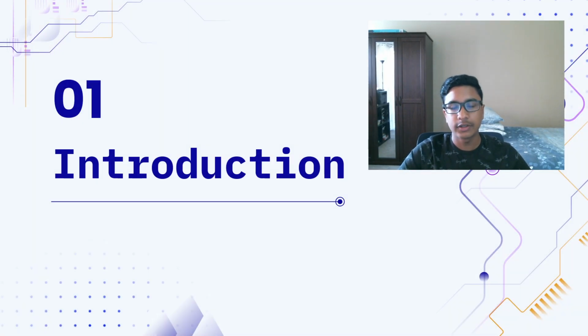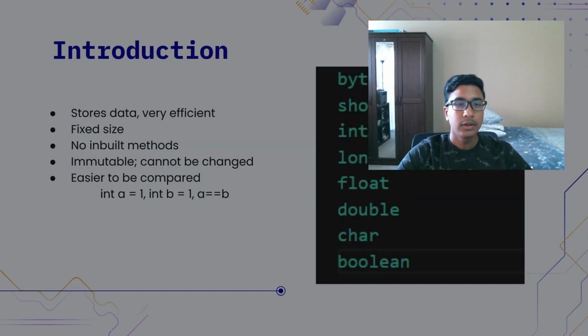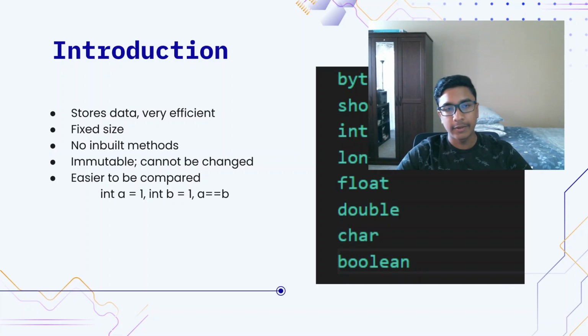Let me give an introduction first. Data types store data, obviously, and they're very efficient at it. But there's a fixed size for each data type, which means the amount of memory allocated for storing these types is known at compile time. This predictability leads to more efficient memory storage and faster performance. There's no additional overhead in memory management. But one drawback is there are no inbuilt methods. We'll go more over methods in later videos, but essentially, we cannot perform certain functions on data types.